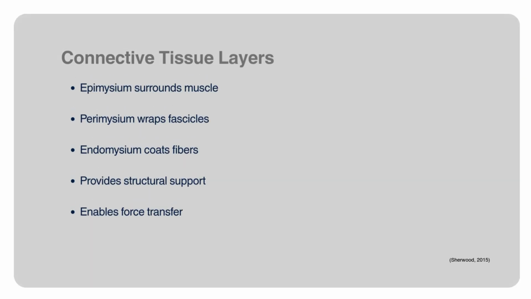The connective tissue structure in muscles is just as important as the fibers themselves. The epimysium surrounds the entire muscle and provides overall structural integrity. The perimysium wraps around each fascicle, organizing fibers into functional units. And the endomysium encases individual fibers and contains the capillaries and nerves supplying them. So all these layers allow forces generated deep inside the fiber to be transmitted outwards to tendons and bones. Without these layers, the muscle contractions would not result in a coordinated limb movement.